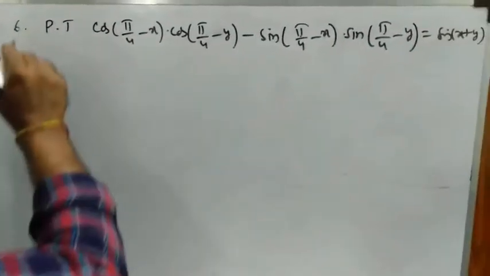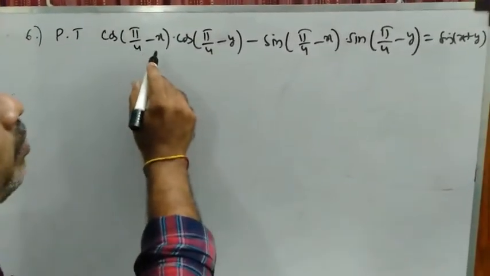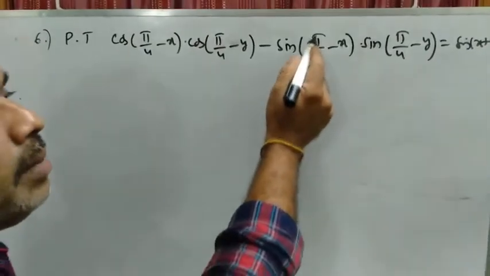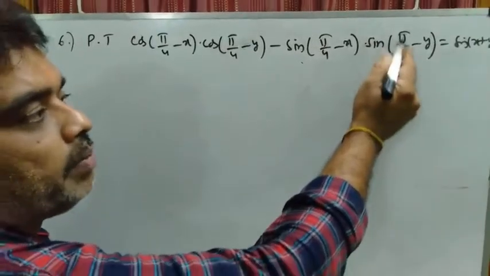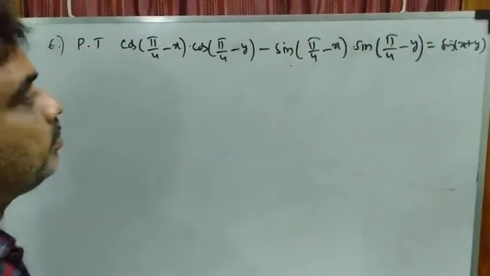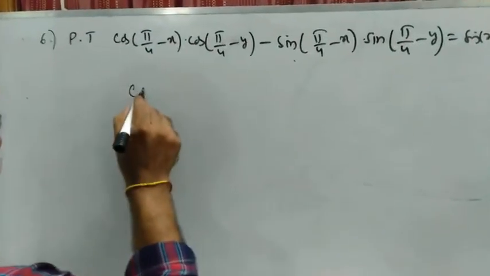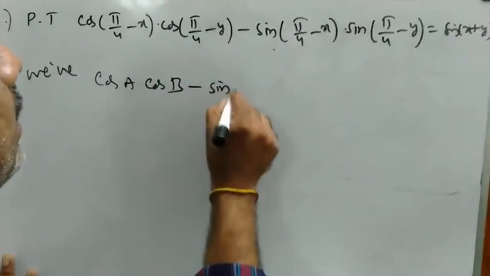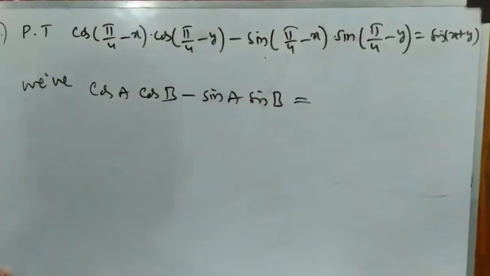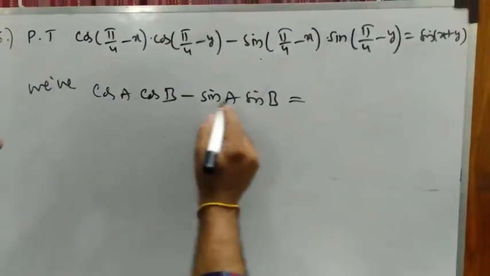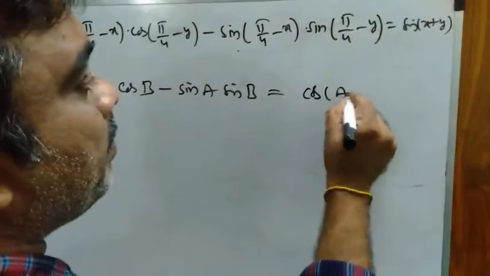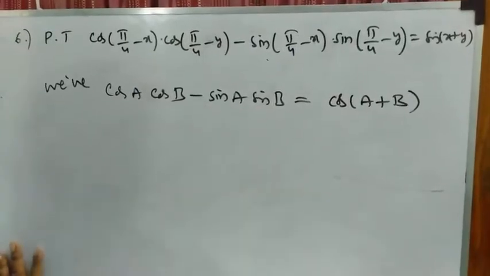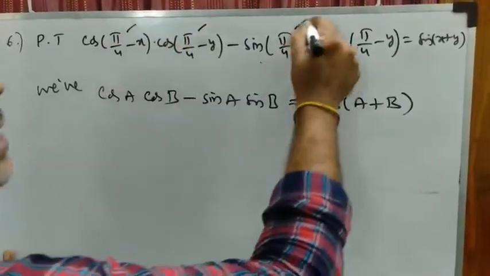Sixth problem, prove that cos(π/4 − x) into cos(π/4 − y) minus sin(π/4 − x) into sin(π/4 − y) is equal to sin(x plus y). So it looks like cos A cos B minus sin A sin B. It looks like the formula cos A cos B minus sin A sin B, which I can write as cos(A plus B). We know that cos(A plus B) is nothing but cos A cos B minus sin A sin B. So this is angle A, this is angle B, this is A, this is B.